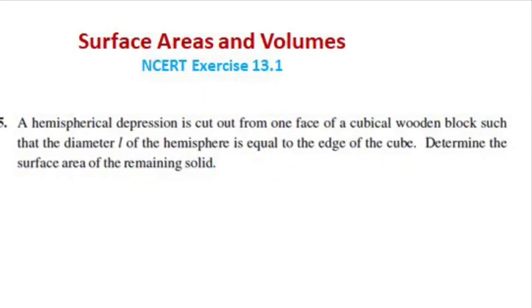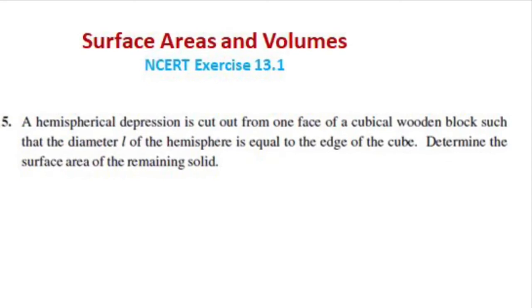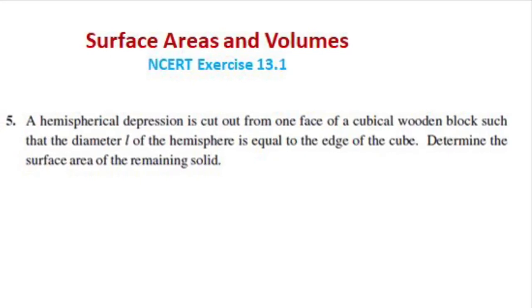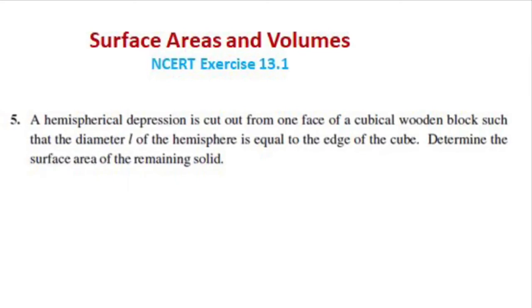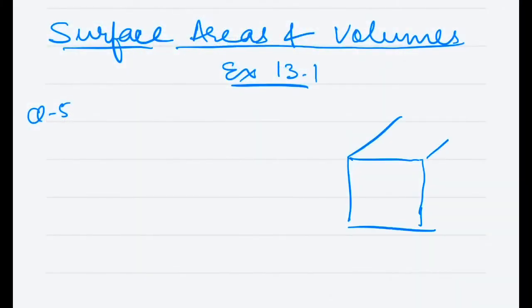Come to question number 5. A hemispherical depression is cut out from one face of a cubical wooden block such that the diameter l of the hemisphere is equal to the edge of the cube. Determine the surface area of the remaining solid. So there is a cube, this is my cube, and the hemispherical depression is cut out from that.